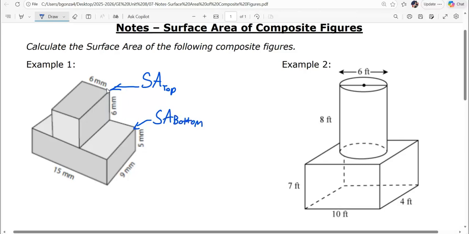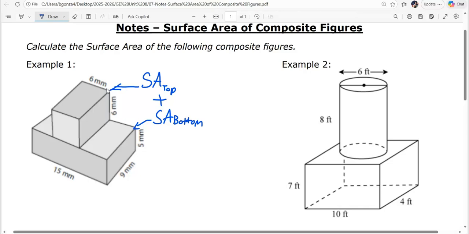Put the phone away, please. And when we find these surface areas, we're going to add them together. But something's not right here. Am I literally painting every face of that top shape?